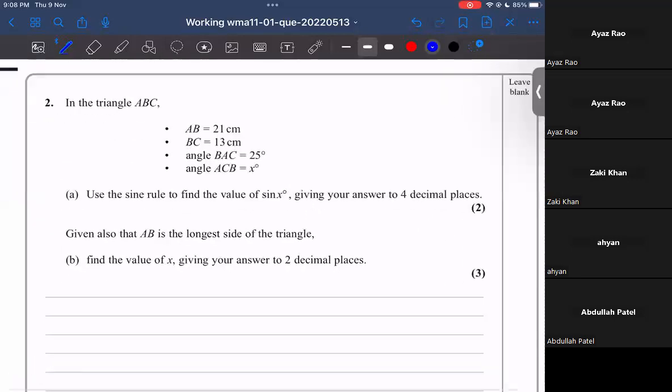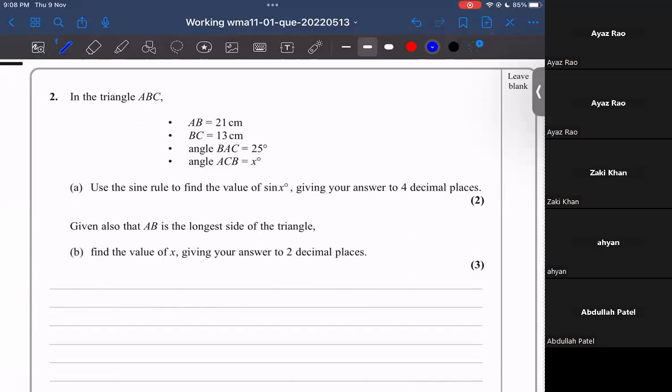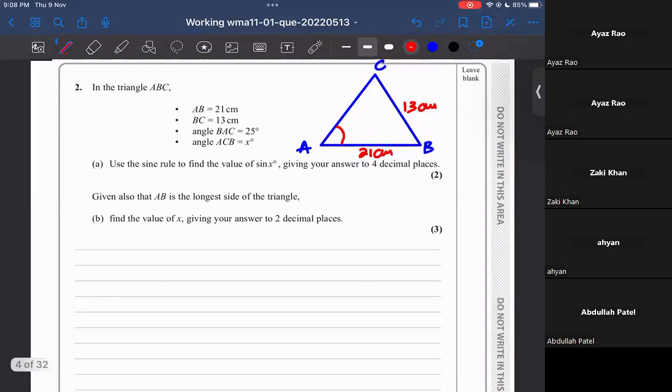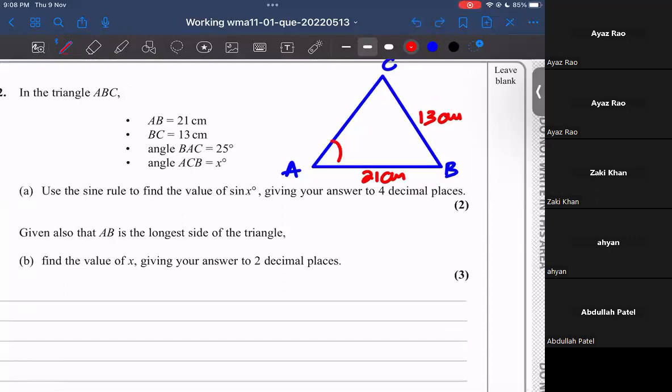Then we have this question: in the triangle ABC, AB is 21, BC is 13, angle BAC is 25, angle ACB is x. Let's just draw a triangle so that a structure is created, so you can have an idea which value is given where. This is A, B, C. AB is 21 centimeter, BC is 13 centimeter, and angle BAC is 25. Angle ACB is x. All right.